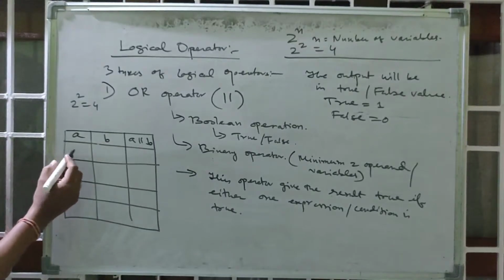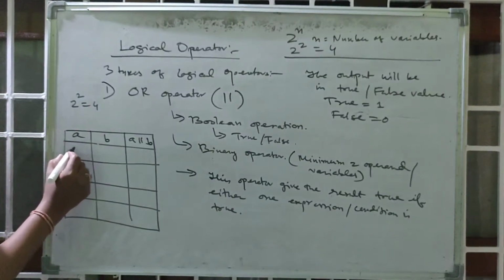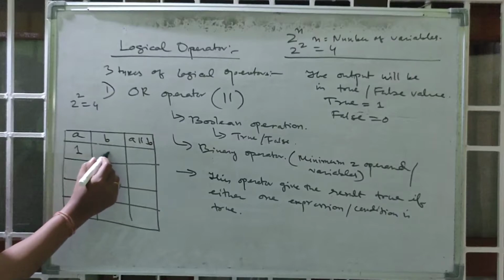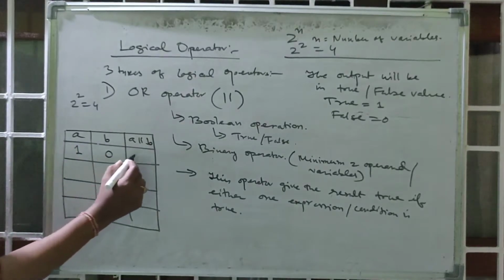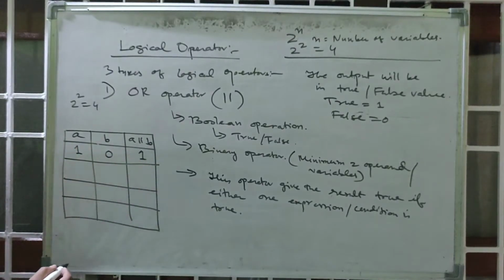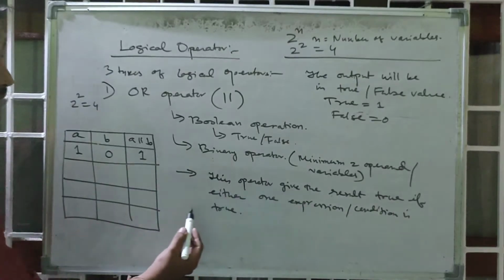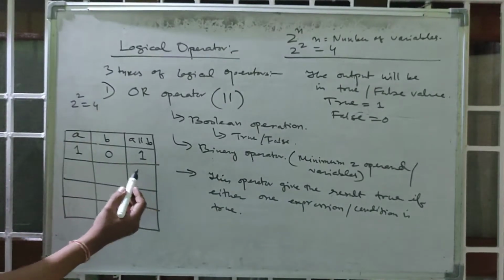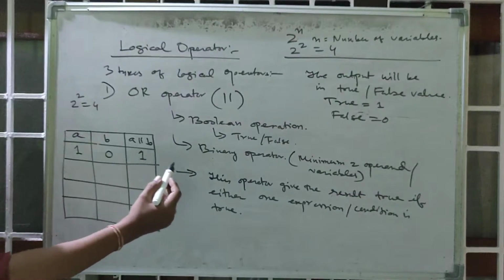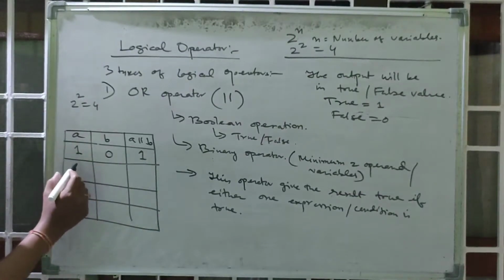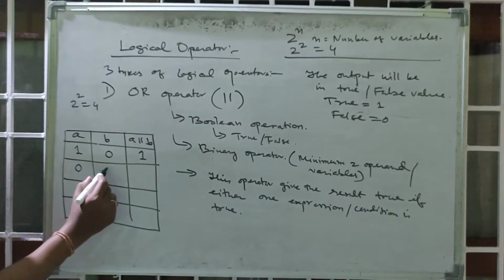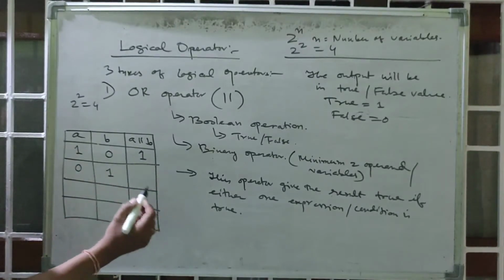First we will discuss the first possibilities. If A is true and B is false, the answer will be true. If there is one expression true, the answer will be true. If either one expression is true, the answer will be true. Next, the possibility is if A is false and B is true. Definitely true.